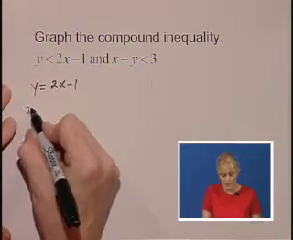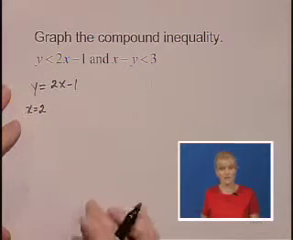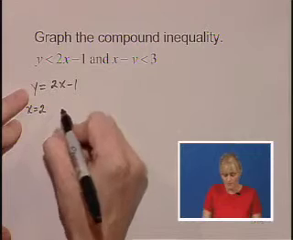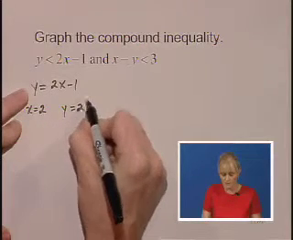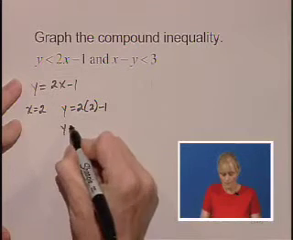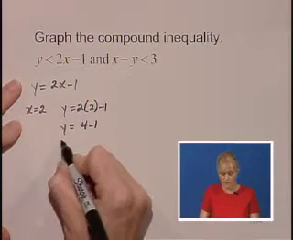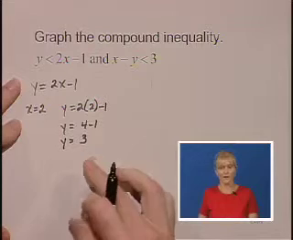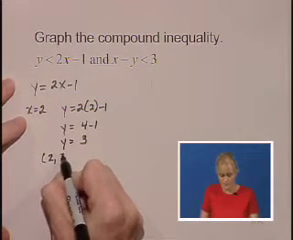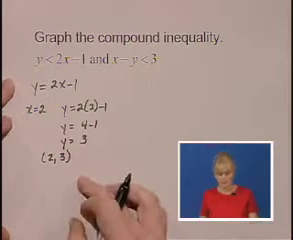For our first point, we're going to allow x to be 2. We'll replace that into our equation. We'll have y is equal to 2 times 2 minus 1. y is equal to 4 minus 1. We'll have y is equal to 3. So the first ordered pair that we have is (2, 3).